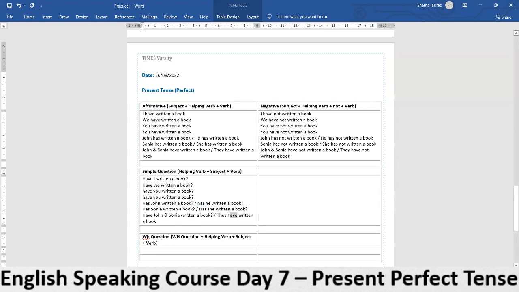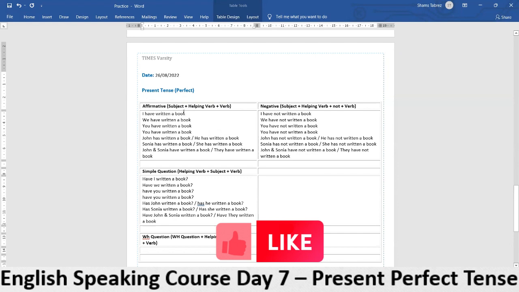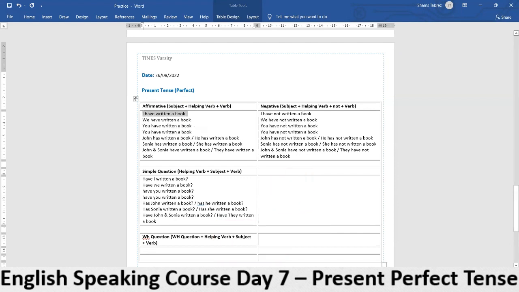Similarly, take this one. So you can see when we change the sequence of words, how the meaning changes. The words are the same, but we are just changing the sequence. So if we keep the words in this sequence, it becomes affirmative. And in this sentence, if we add not, it becomes negative. And in the same sequence, if we just change the helping verb and subject, it becomes a simple question. All right. So this is how we need to understand.